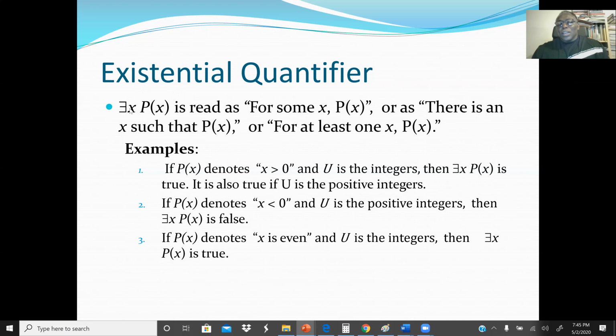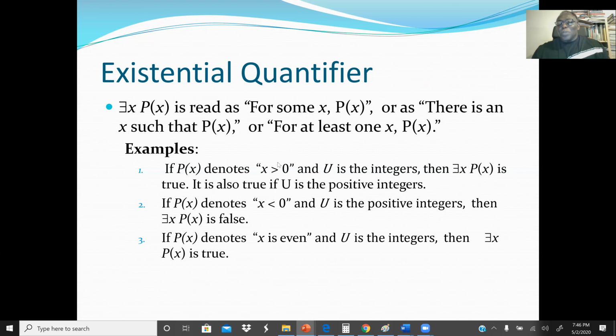So here ∃x P(x) is read as for some x, P(x), or there exists an x such that P(x), or for at least one x. So let's see the example. If P(x) denotes x is greater than 0, which means these x values are positive, and U is the integers, now not all x, we say some. So this will be true because some of the x will be positive and some will be negative. Since some of the x is positive, ∃x P(x) is true.